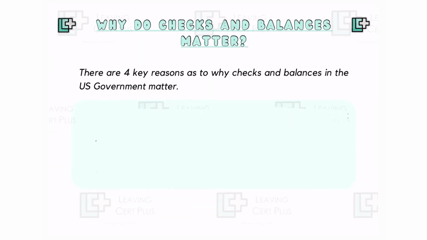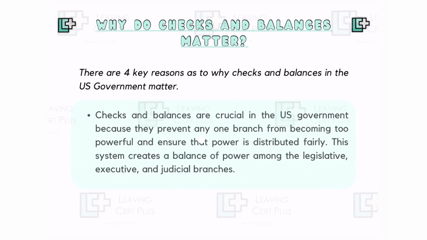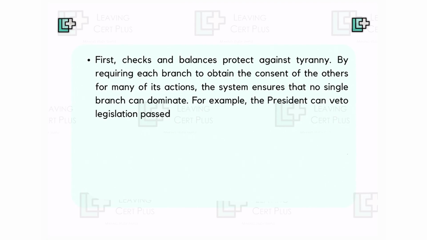So, very briefly, why are checks and balances important? Why is it important that not one of these three have all the power? Well, they're crucial because they prevent any one branch from becoming too powerful and make sure that it's distributed fairly. Okay, they help to prevent against tyranny, so one particular branch taking over. So no single branch can be too dominant.